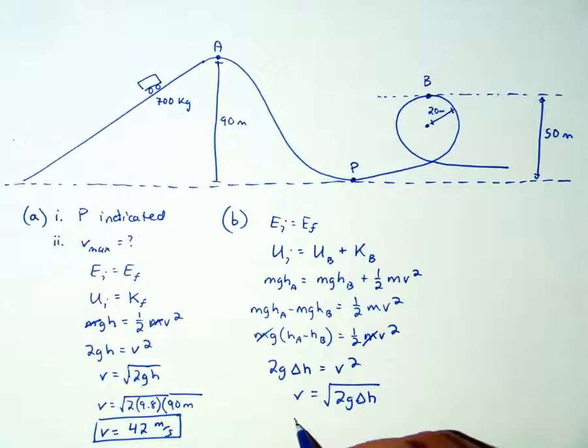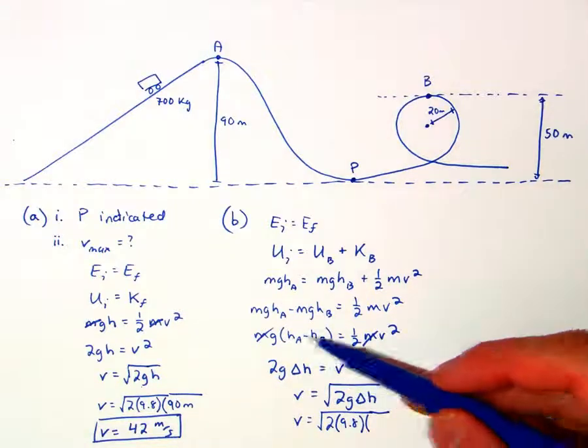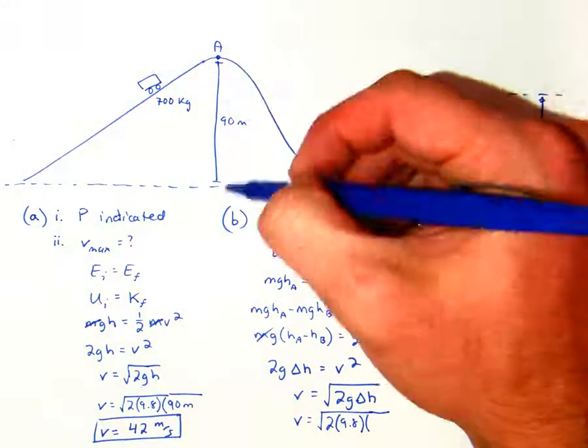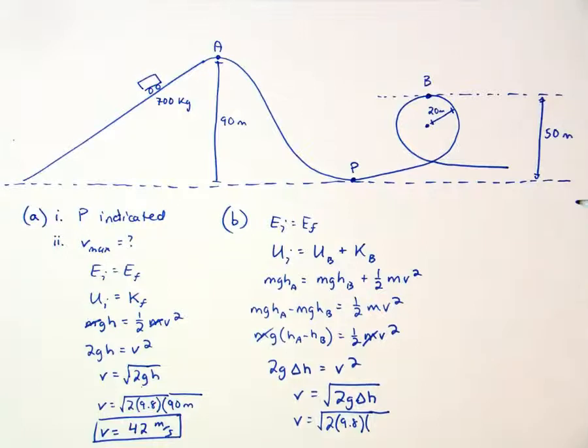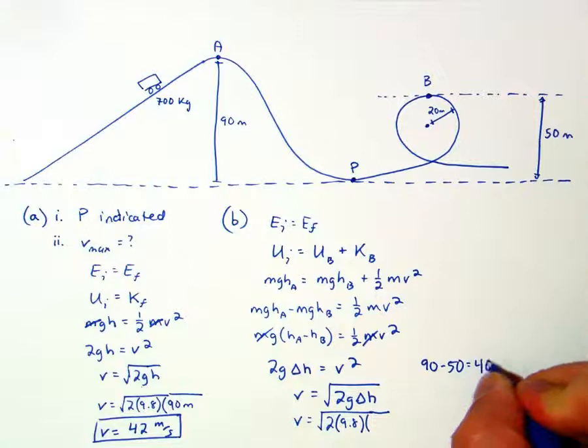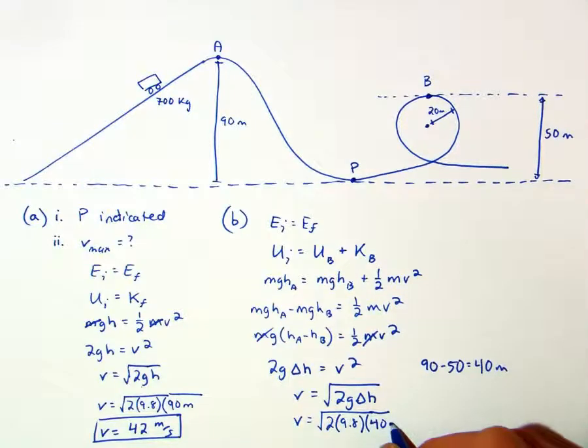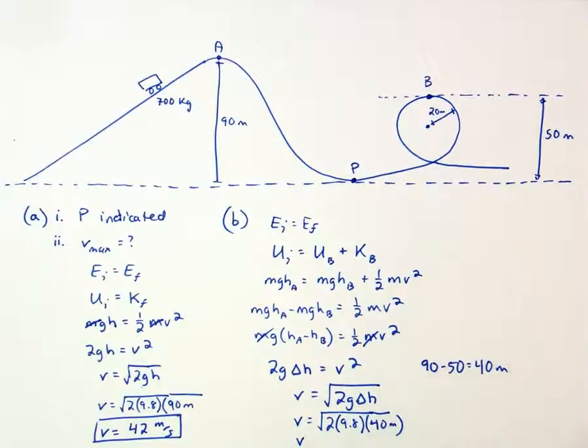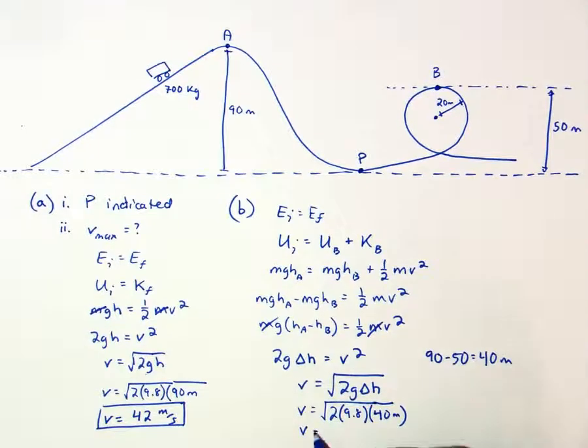So we know that the velocity is going to be the square root of twice the gravity times the change in height. The gravity is 9.8 meters per second squared, and the change in height here is going to be the height at A minus the height at B. The height at A is 90 meters. The height at B is 50 meters. 90 minus 50 gives us 40 meters. And so we just plug in the 40 meters, and we get a velocity here of 28 meters per second this time.